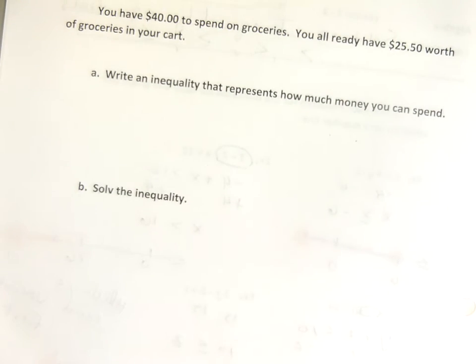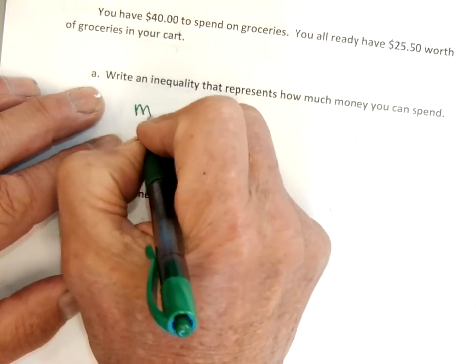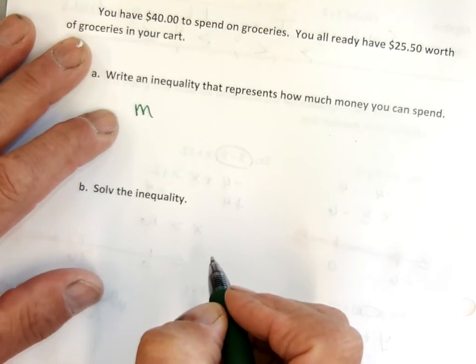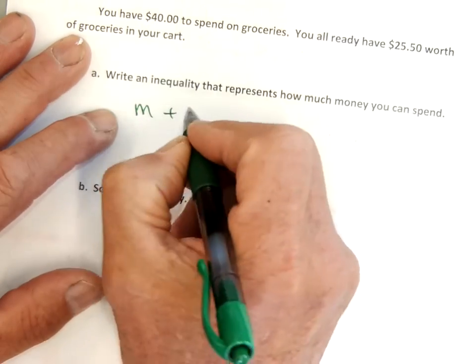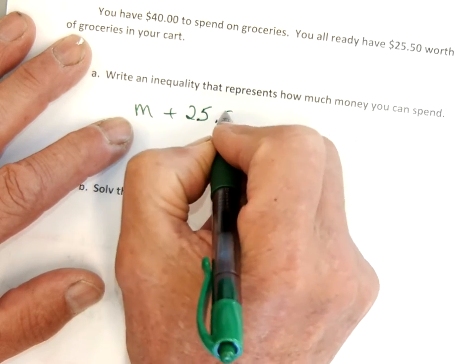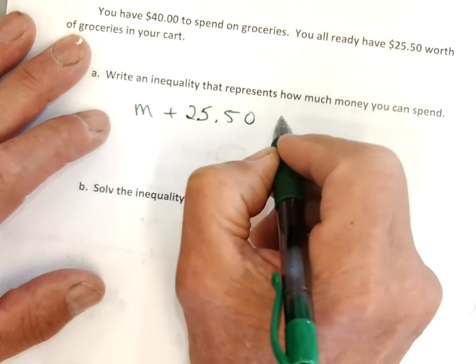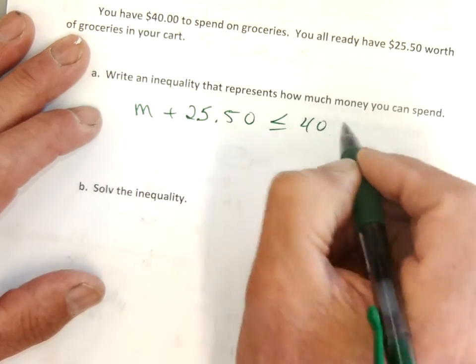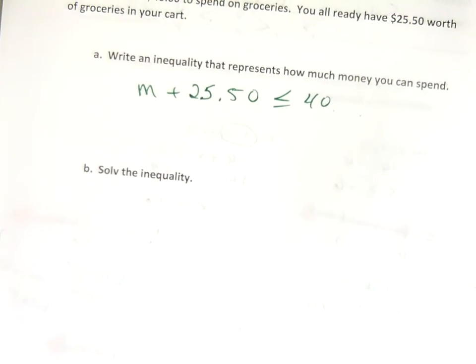So you have $40 to spend on groceries. You've already spent $25.50 worth of groceries. Write an equation. So I've got my money. Let's just say M for money. Now I've already spent 25.5, and it better be less than or equal to 40. It has to be less than or equal to 40 because I can't go over 40, right?